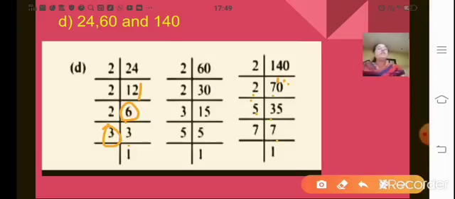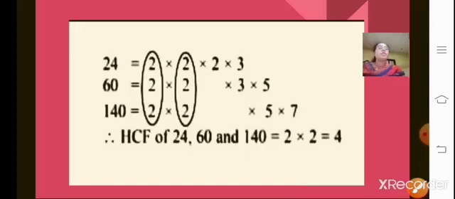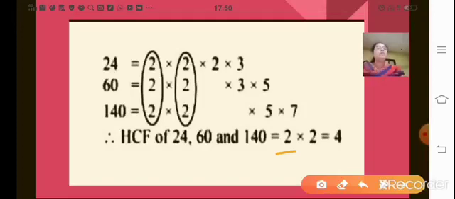Okay. After finding the prime factors, what will you do? You will write the prime factors of all the 3 numbers, and see whichever are common. Now 2 is common in all the 3 numbers, so we have taken 2 as a common factor. Again one more 2 in all the 3 numbers. So 2. Apart from that no other number is common. So 2 twos are 4. Okay. So 4 is the highest common factor of the numbers 24, 60 and 140.